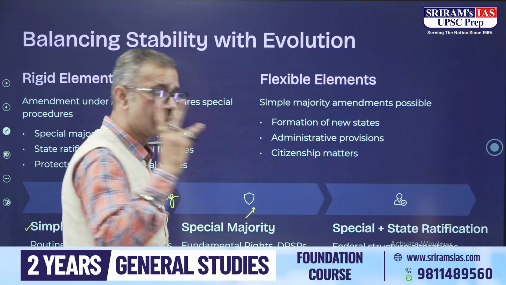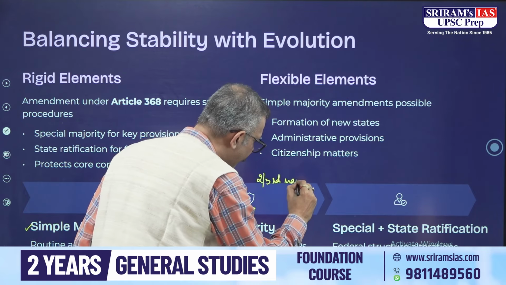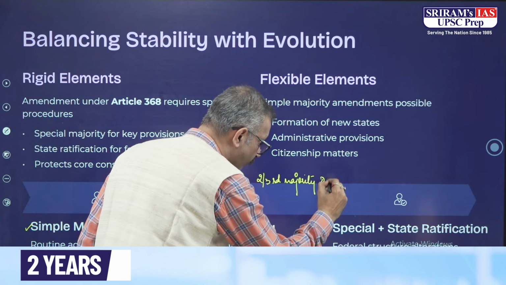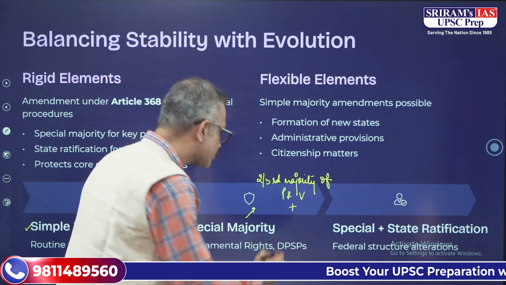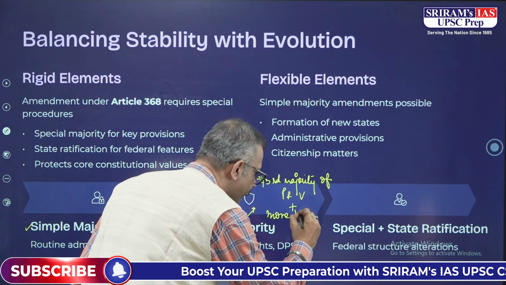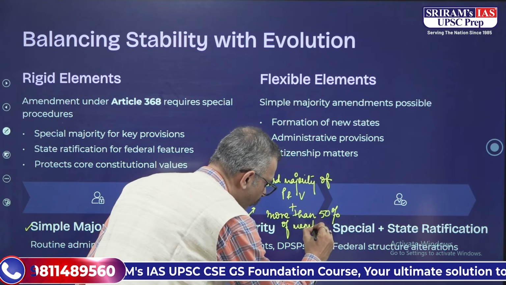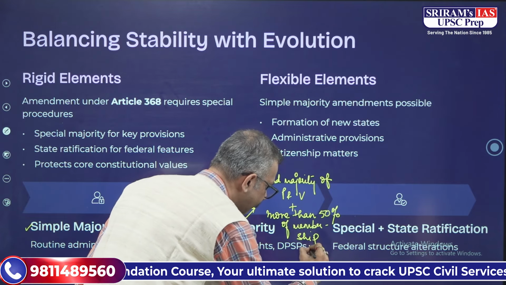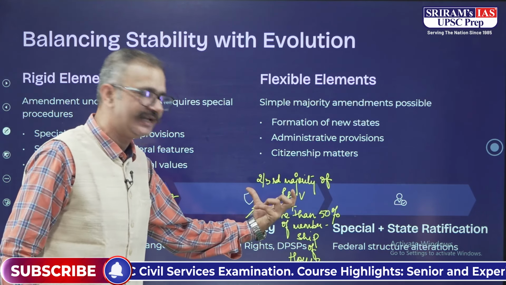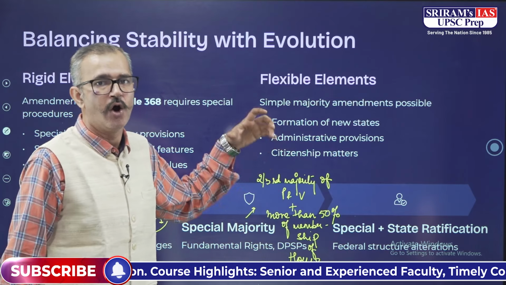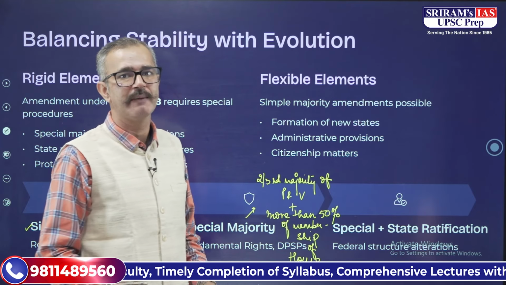Special majority means there are two conditions over here, please note: a two-third majority of those present and voting, plus this majority should be more than 50% of the membership of the house. So it is very important to note that when it comes to the special majority, there are two conditions: the majority of those present and voting should be more than two-thirds, and this majority should be more than 50% of the total membership of the house.